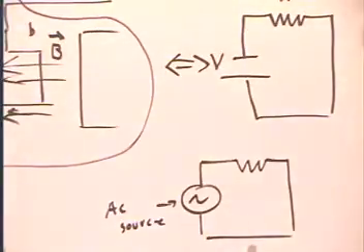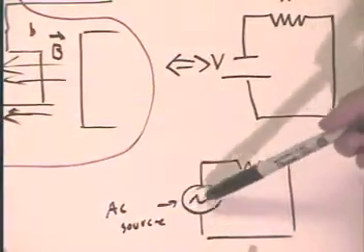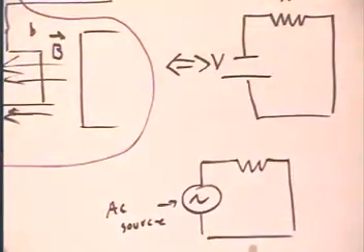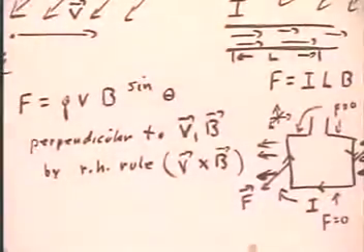Just a last little note, the tape cut off before I could get down here. If we have an AC source, we'll often represent it by a circle with kind of an alternating current in here. We aren't studying AC circuits, but I'll just try to familiarize you with that notation a little bit.